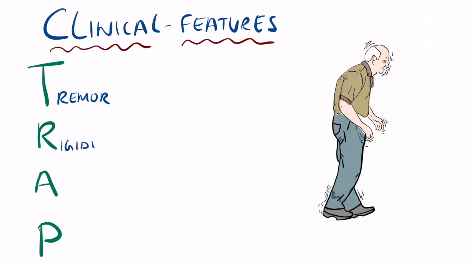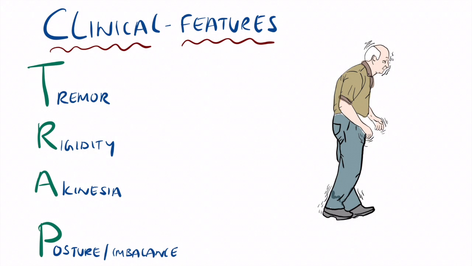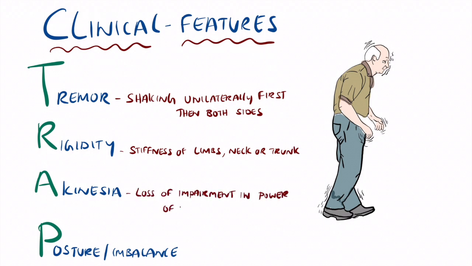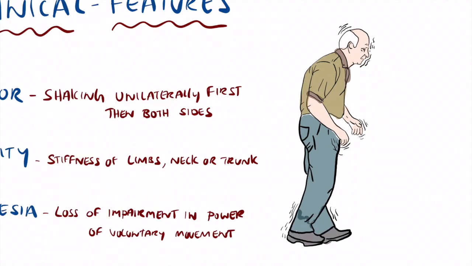The clinical features can be remembered by the mnemonic TRAP: T for tremor, R for rigidity, A for akinesia, and P for posture and imbalance. Tremor causes shaking, and it is unilateral first, then it becomes bilateral. Rigidity leads to stiffness of the limbs, neck, and trunk, known as lead pipe rigidity. Akinesia is loss or impairment of voluntary movement, leading to an abnormal gait, and you can imagine the posture.